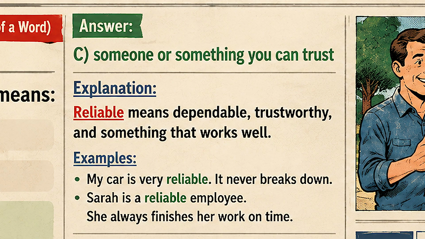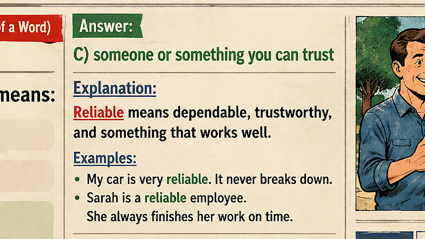A reliable thing is something that works well and does not usually cause problems. For instance, my car is very reliable. It never breaks down. This means my car works well and I can trust it to work whenever I need it.